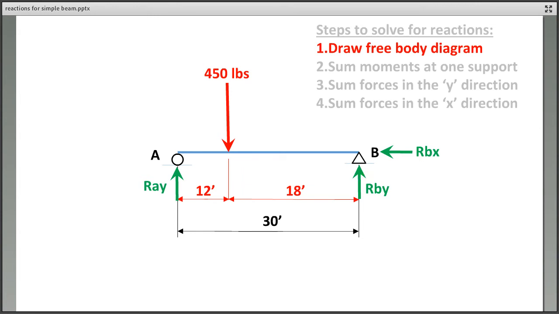So the first step, draw the free body diagram. And you'll recall a free body diagram shows the applied loads, which in this case is in red, the reactions, which in this case are in green, and all dimensions. So you have everything you need to solve the problem.